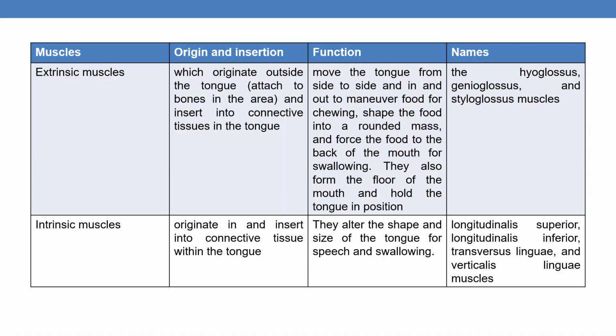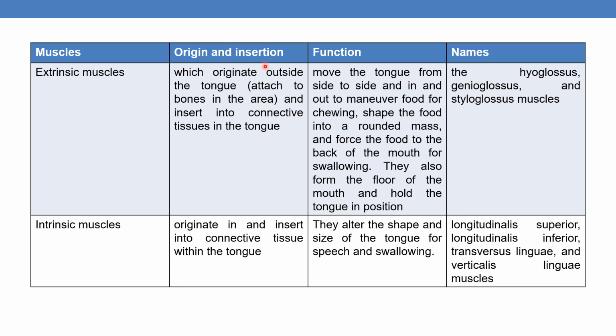Coming to extrinsic muscles, they originate outside the tongue, hence the name extrinsic. They attach to bones in the area and insert into connective tissue in the tongue. Whereas intrinsic muscles originate in and insert into connective tissue within the tongue, hence the name intrinsic.